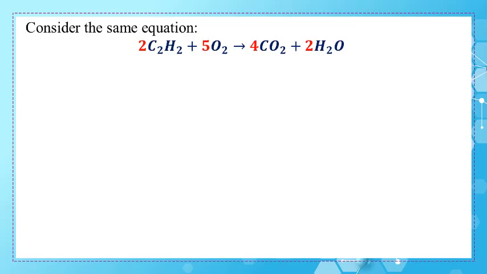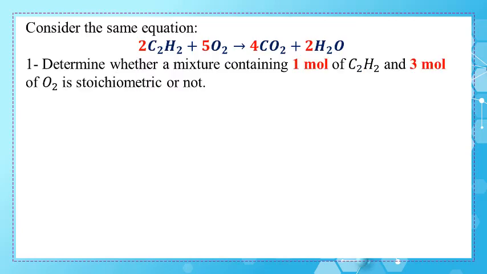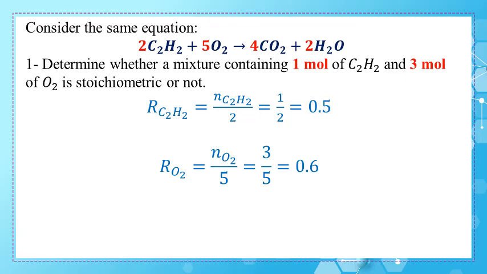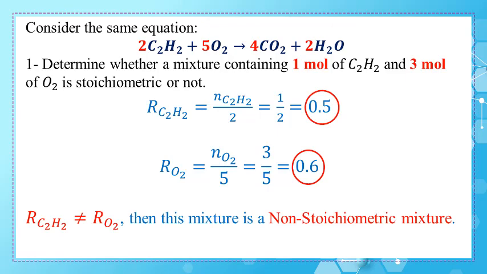Let us consider the same example but a new mixture. We want to determine whether a mixture containing 1 mole of C2H2 and 3 moles of O2 is stoichiometric or not. Ratio of C2H2 equals number of moles of C2H2 over 2, equals 1 over 2, equals 0.5. Ratio of O2 equals number of moles of O2 over 5, 3 over 5, equals 0.6. We notice that the ratios are different, so this mixture is a non-stoichiometric mixture.